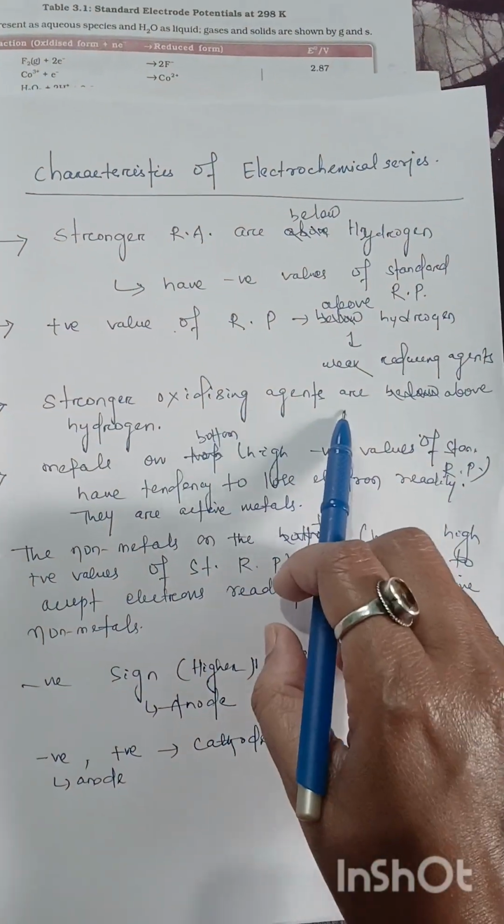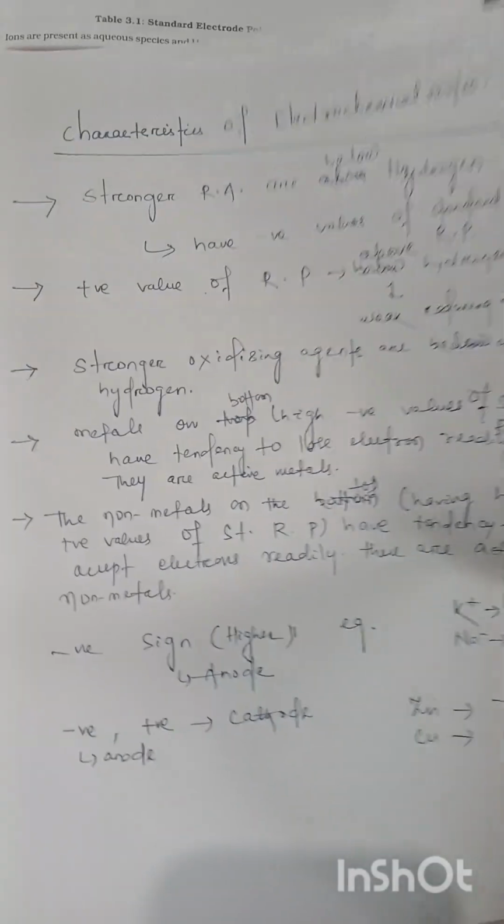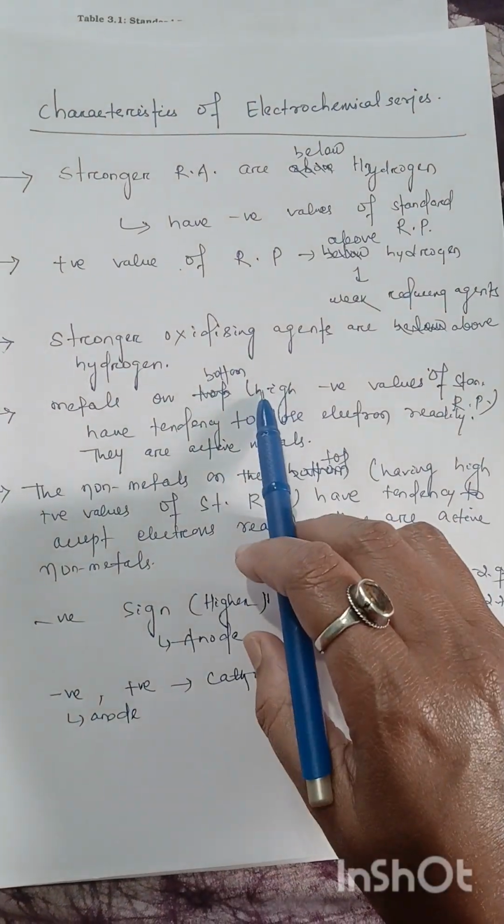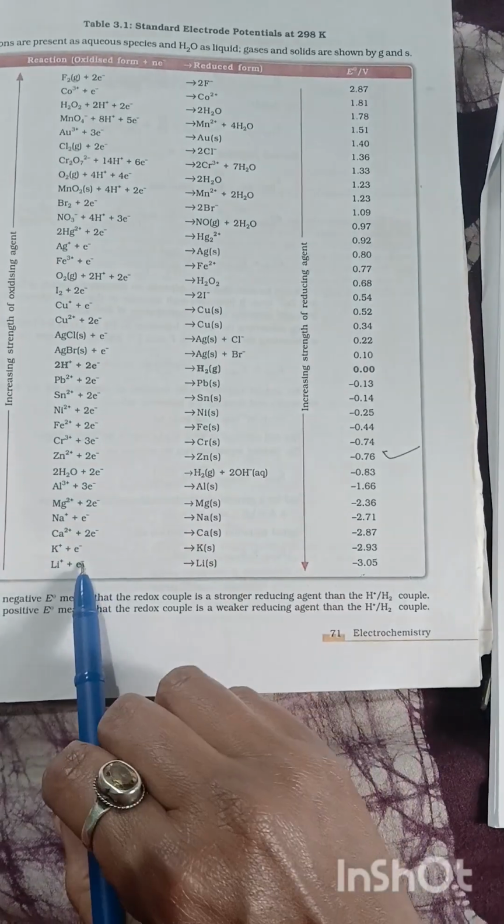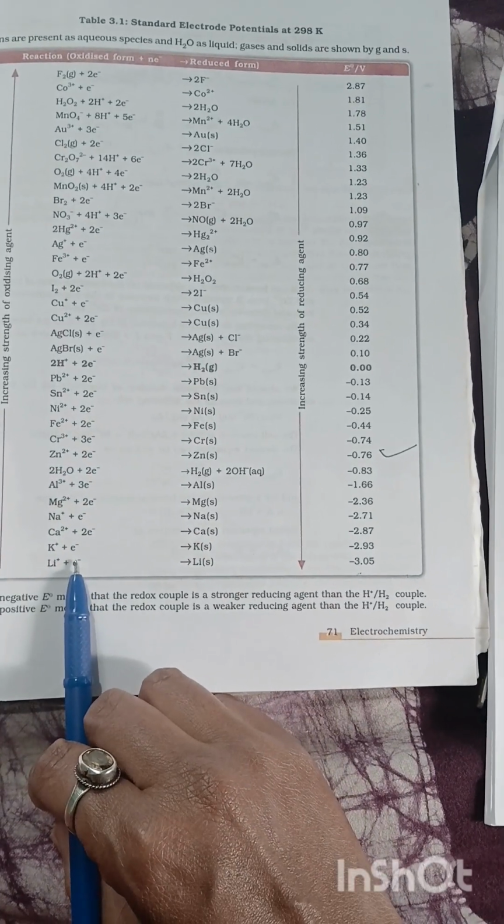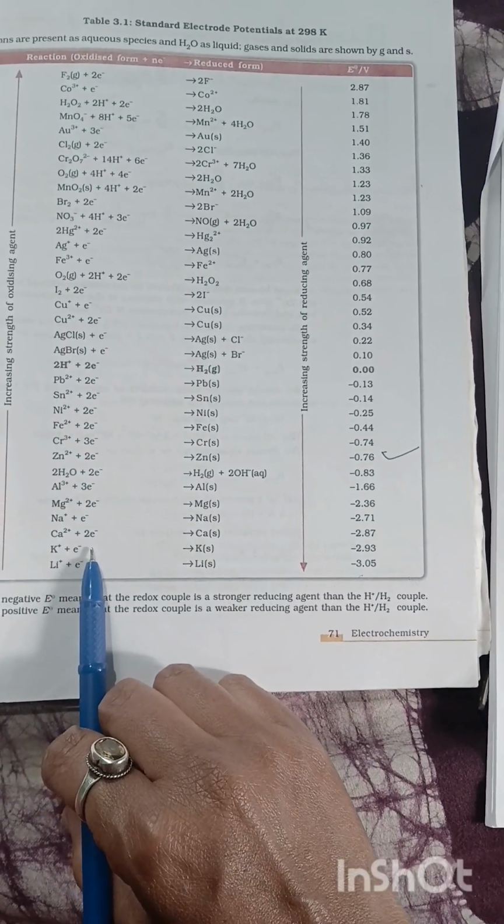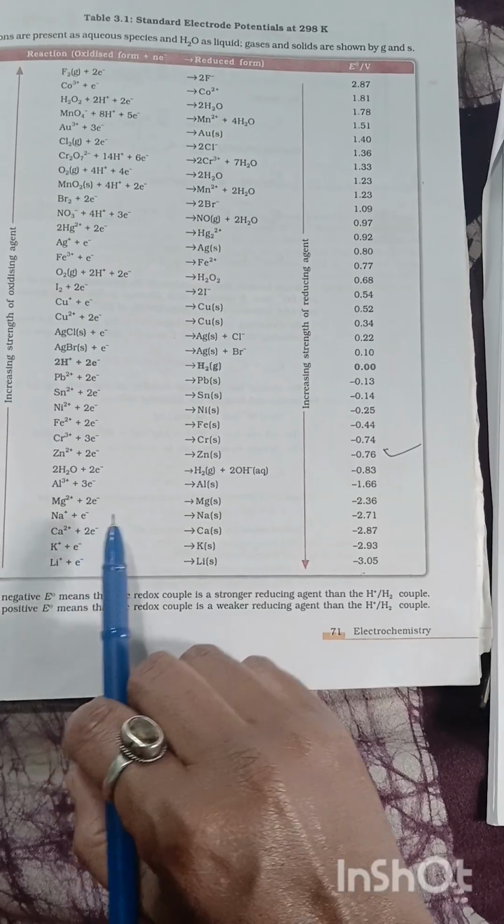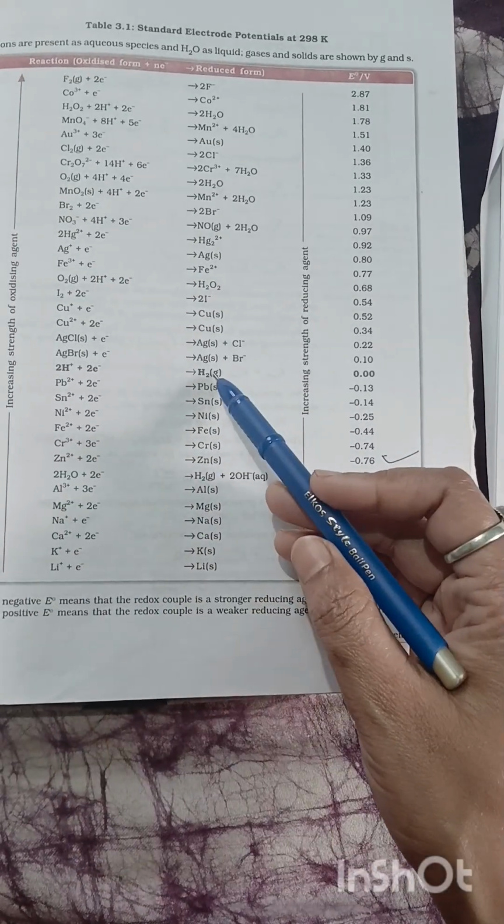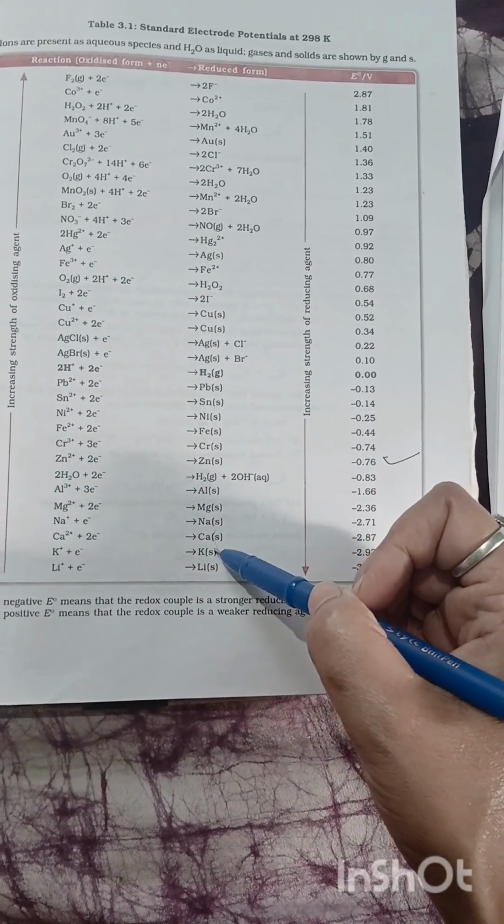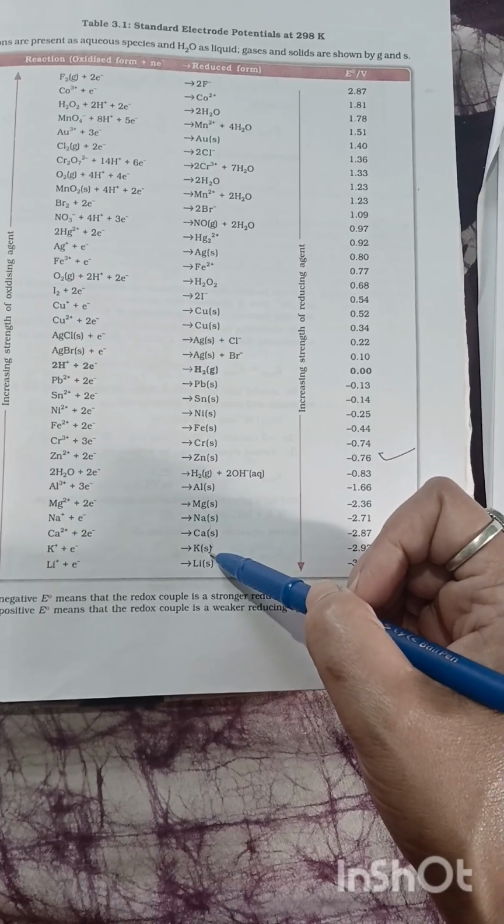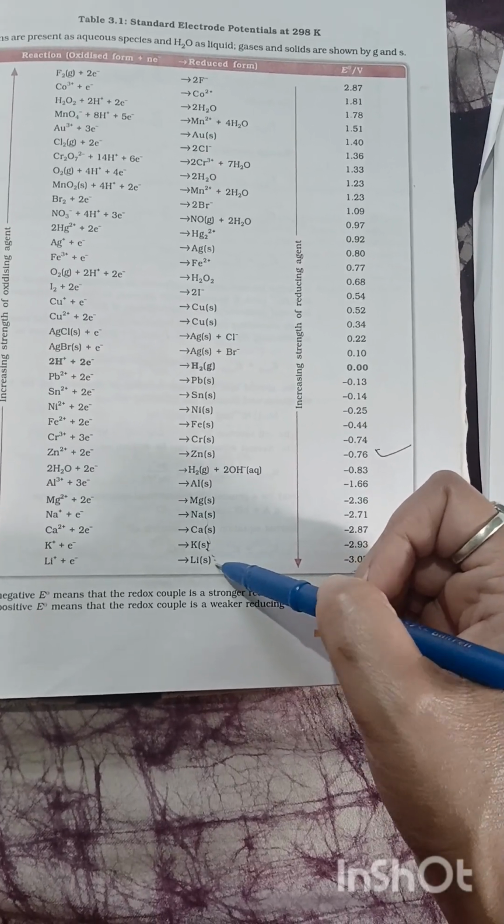Stronger oxidizing agents are above hydrogen. Those which are above hydrogen are stronger oxidizing agents. Metals are at the bottom. You can see some metals below hydrogen. They have the tendency to lose electrons readily, and they are the active metals. You must know that those below hydrogen are metals, and they are also strong reducing agents, and you know that metals lose electrons.